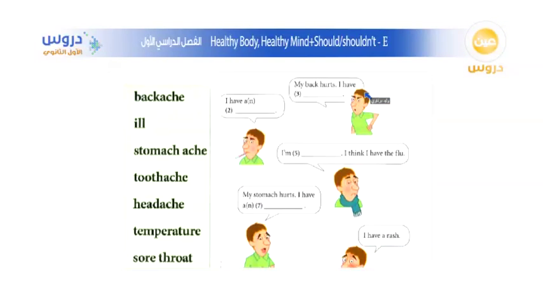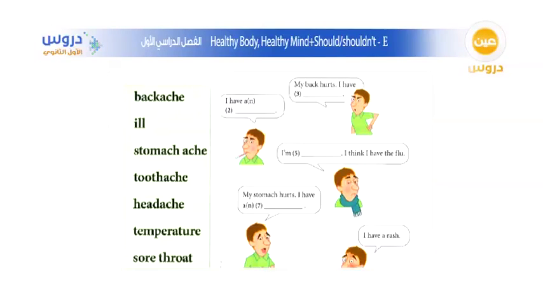Let's go back. So number 5, I think I have the flu. Miss Sarah, we don't have the word flu. Here we've got backache, ill, stomach ache, toothache, headache, temperature, and sore throat. All right, try number 7. My stomach hurts. I have stomach ache. All right, that's clear. Good. I have stomach ache. And the last one is done. I have a rash.